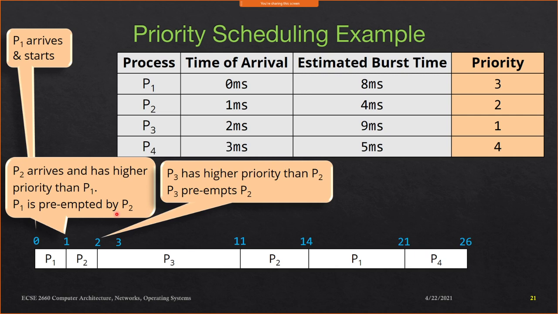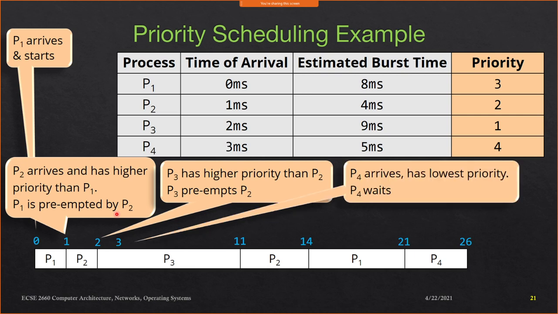At 2 milliseconds, P3 arrives. It actually has the highest priority, which means that it is going to preempt P2. At 3 milliseconds, P4 comes in, but it has the lowest priority, so it'll have to wait. P4 doesn't do anything. But P3, because it has the highest priority, is going to get the CPU for 9 milliseconds, and it will finish at the 11 milliseconds mark.